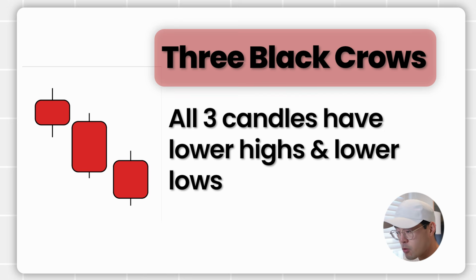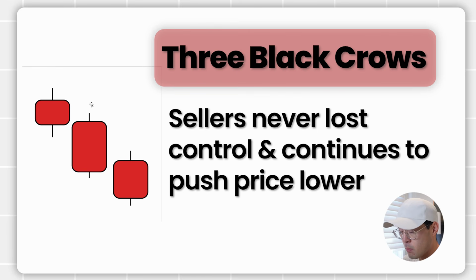Now, if you flip it to the other side, this is what we call the 3 black crows. It's just the inverse, right? 3 candlesticks where the wicks are lower than the previous candlesticks, and it indicates that the buyers are not able to regain control, and the sellers are still in control. Buyers try pushing the price up, but sellers maintain control and push the price down on all 3 subsequent candlesticks. And again, this is a very bearish signal.